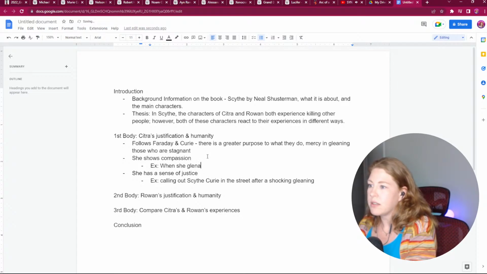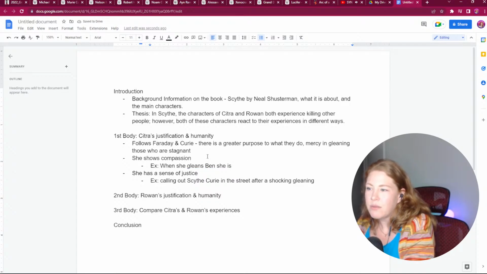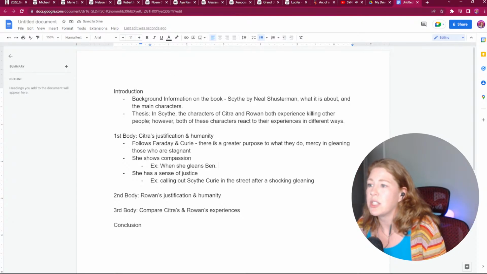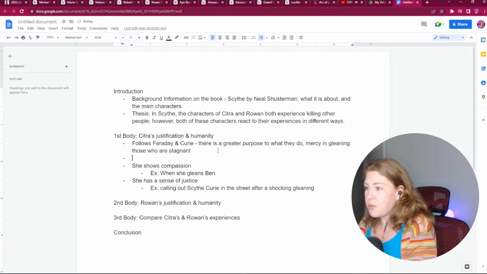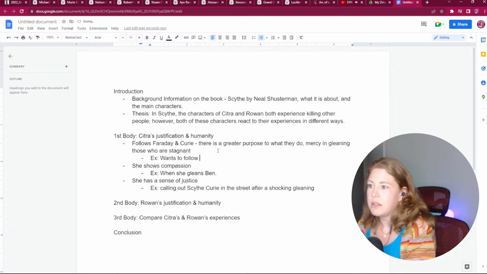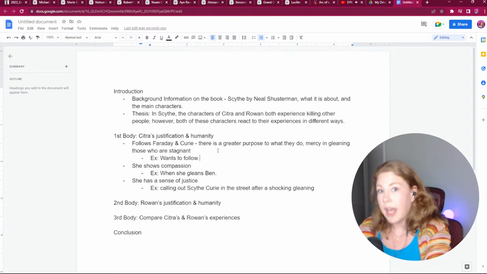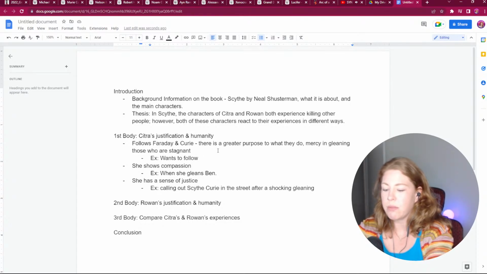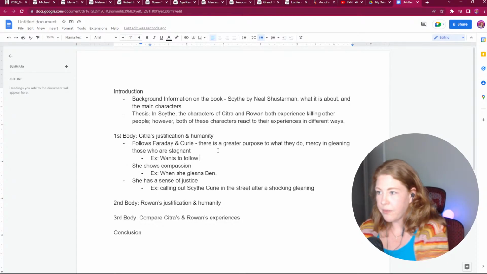Okay. And she shows compassion, and I'm going to use the example of Ben. When she gleans Ben, she is trying to be nice to him. I'm just going to put when she gleans Ben. That whole scene is a perfect example of her showing compassion. And I think there's probably a quote that we could find of Citra saying she wants to follow Curie. Curie offers her, if you become ordained, please come back with me and we'll work together. You can be a junior Scythe under me, and we can continue to do work together.